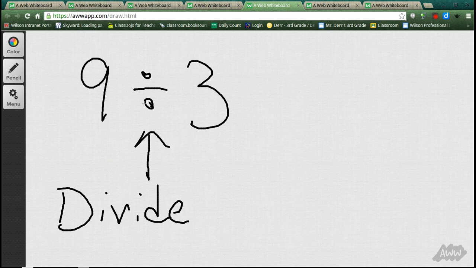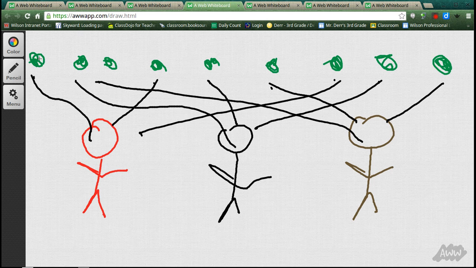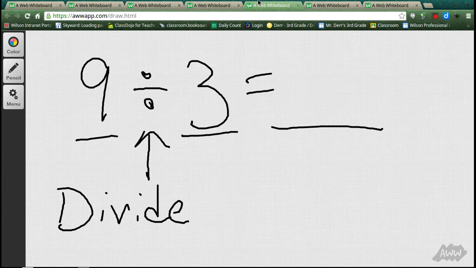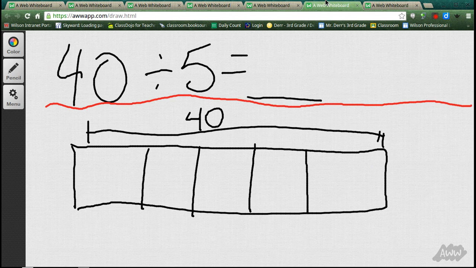And I would say that problem is 9 Brussels sprouts divided by the 3 people. That's what the symbol here means, that we're going to divide, equals how many Brussels sprouts per person. When we take a look at our picture here, we see we've got 1, 2, 3 for that person, 1, 2, 3 for the second person, and 1, 2, 3 for the third person. Each person got 3 Brussels sprouts. It was equal grouping.